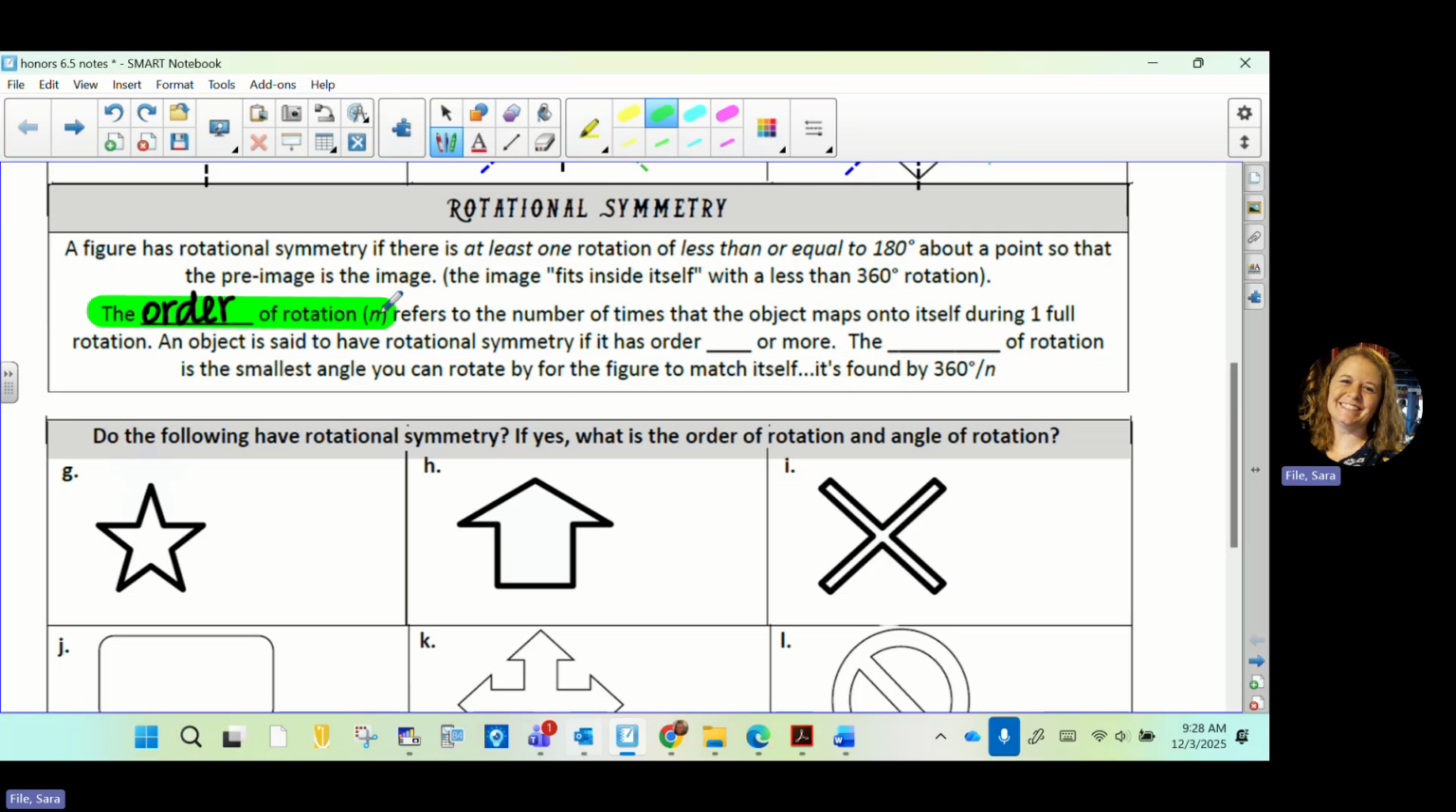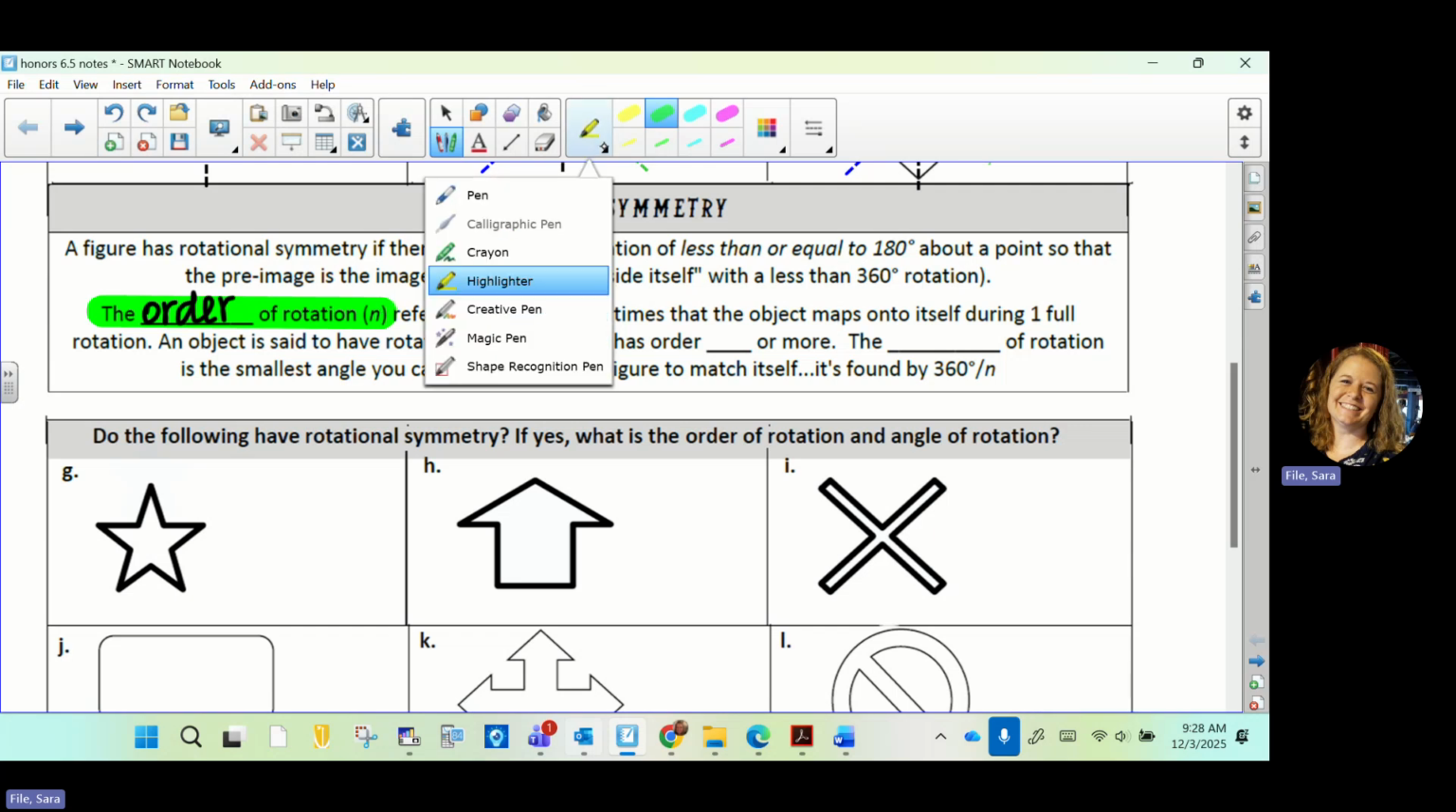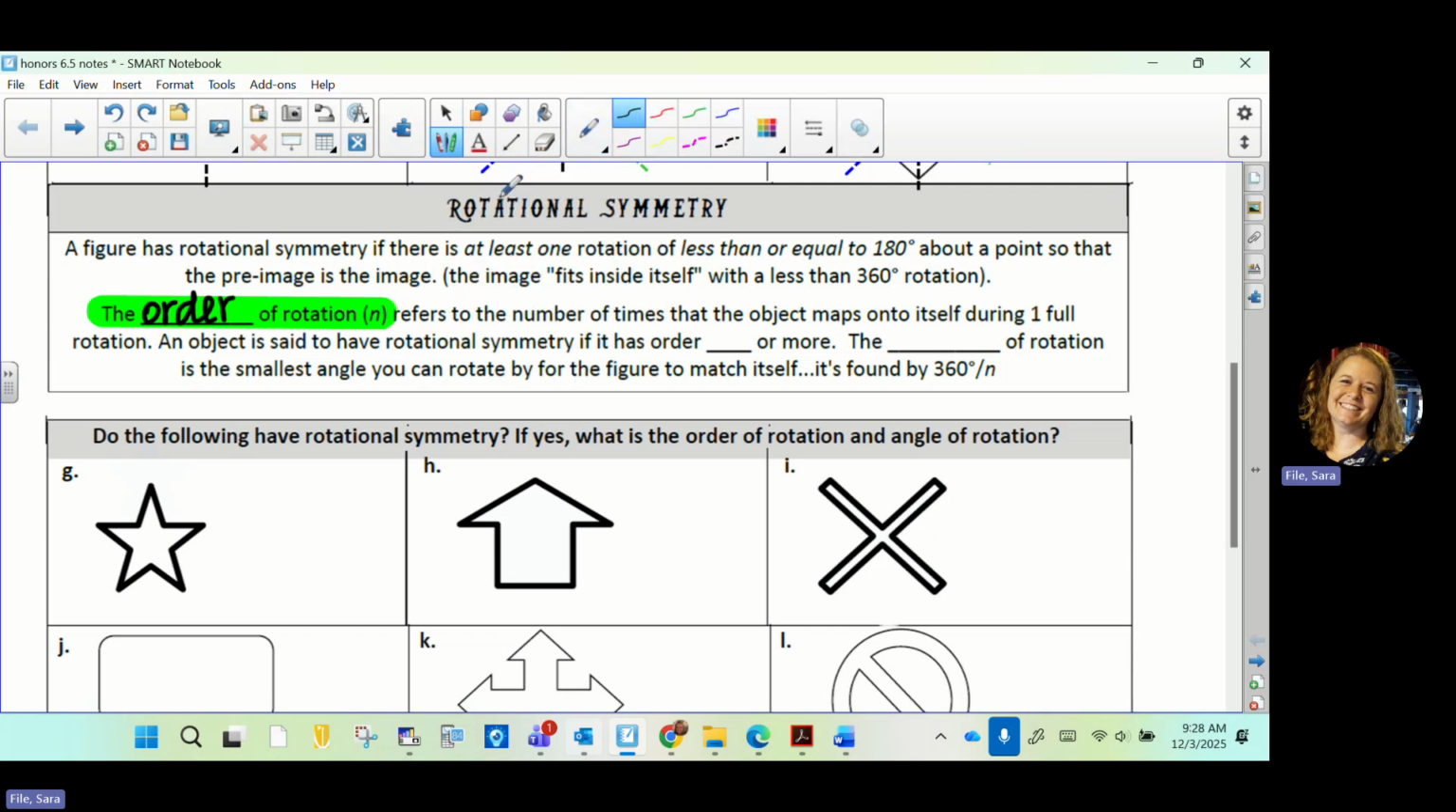So if an object is said to have rotational symmetry, then its order has to be two or more. Because obviously it's going to have one. If you rotate it 360 degrees, it's going to be exactly the same, right? So everything's going to have one. If you do a full rotation, it gets back to where it started. So it has to have at least an order of two to have rotational symmetry.